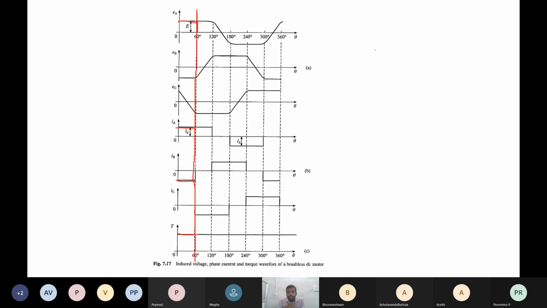The torque should not vary. The torque should be kept constant. So like that, we have to manage our device, right? So what happened there? When TR1 is on or TR6 is off, there also we have to keep the torque constant. So similarly, go for the next phase interval, 62 to 120 degree.